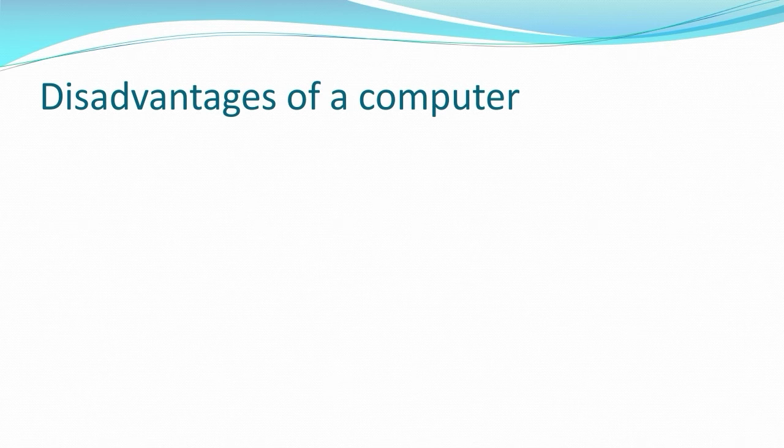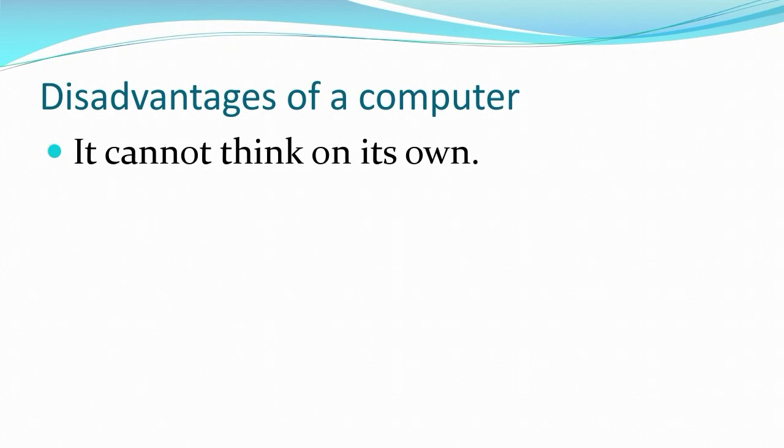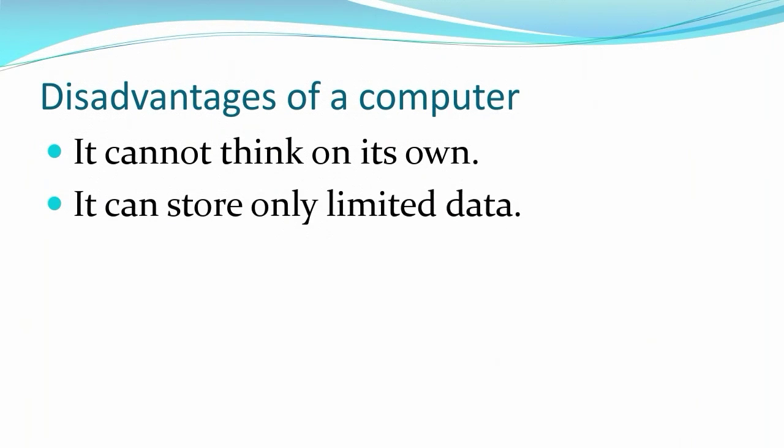Disadvantages of a computer. A computer is a useful machine, but it has some disadvantages as given below. It cannot think on its own. A computer cannot think on its own. It always needs input from a user to perform any action. It can store only limited data. A computer has limited storage capacity.